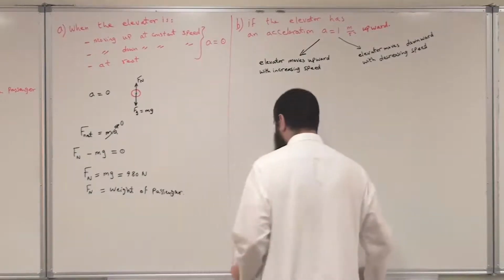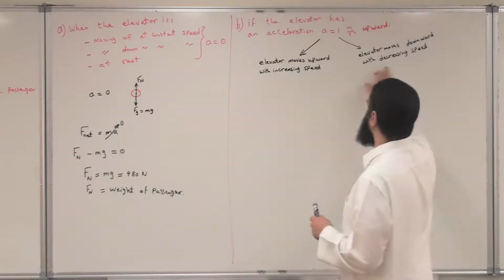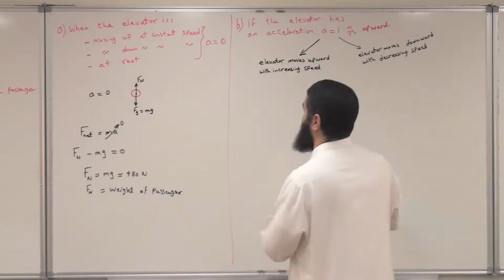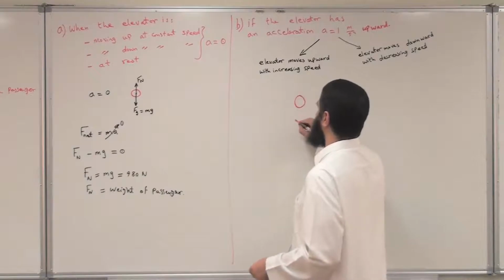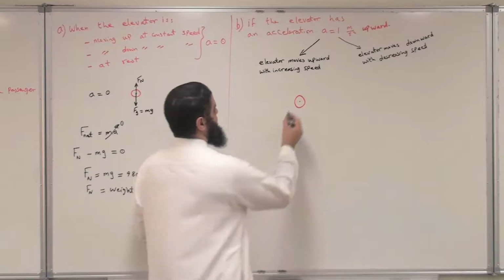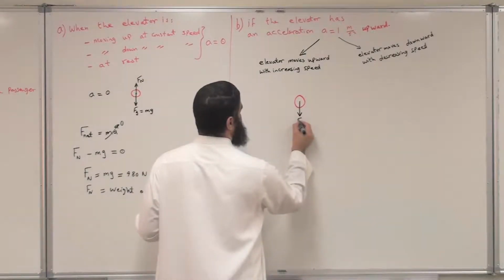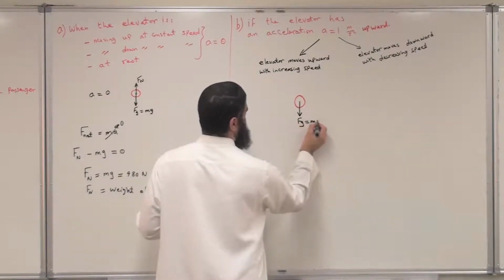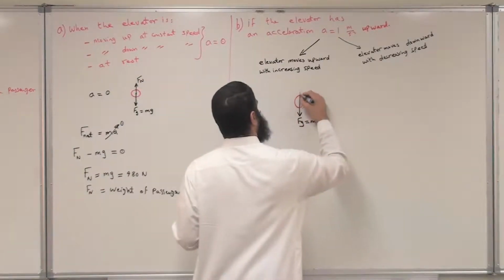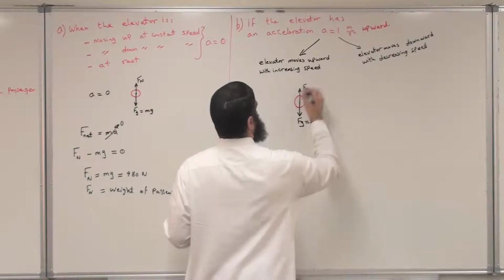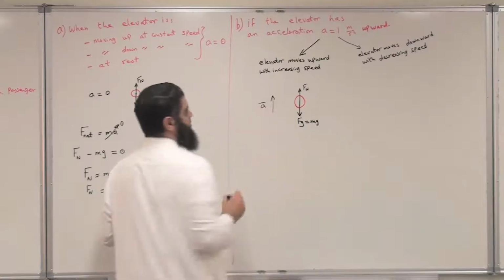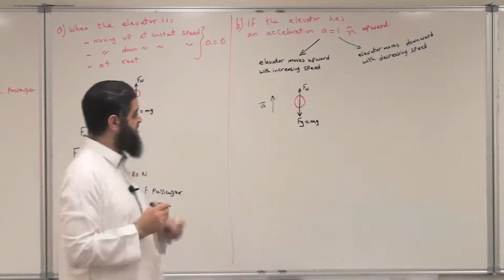In both cases, whether the motion is upward or downward, the free body diagram will look like the following. So I have the person, the passenger. The forces acting on it are Fg, which is downward with a magnitude of mg, and the normal force, which we would like to calculate here. And the acceleration is upward, according to the statement of the problem.